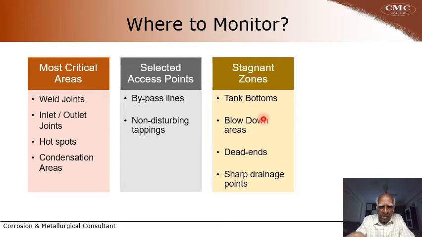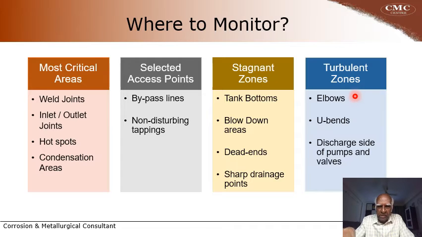Stagnant zones are very dangerous with respect to pitting corrosion, crevice corrosion, etc. So the tank bottoms, blowdown areas, dead ends, and sharp drainage points are areas of stagnant zones. We should monitor corrosion in these areas.